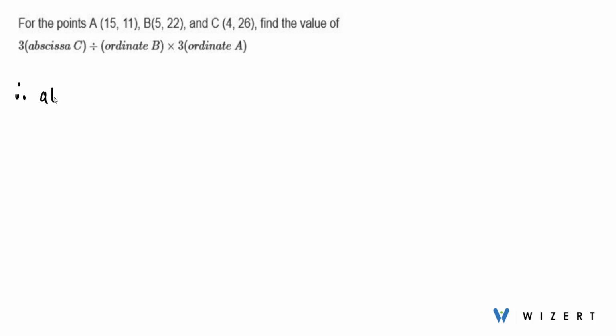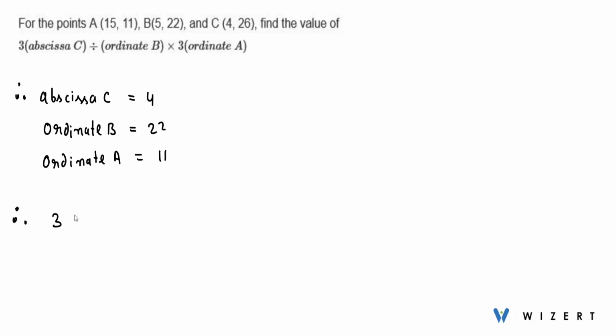So abscissa of C will be equal to 4. Abscissa means x coordinate and ordinate means y coordinate. That's it. So ordinate of B will be equal to 22, and again ordinate of A will be equal to 11. So 4, 22, 11. Okay.